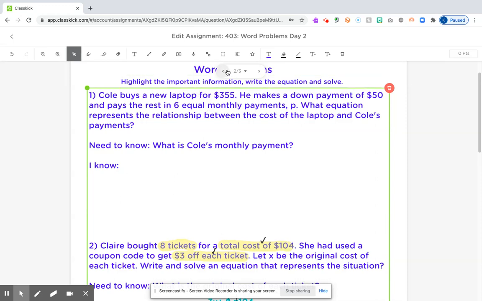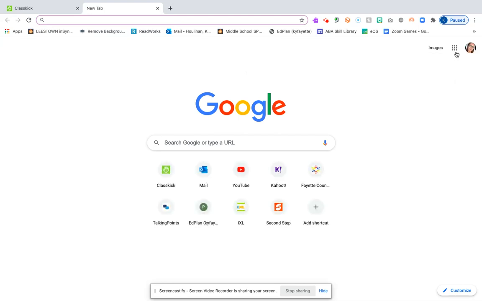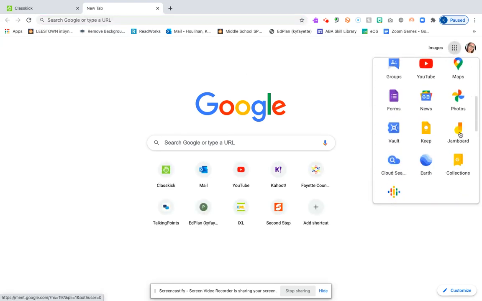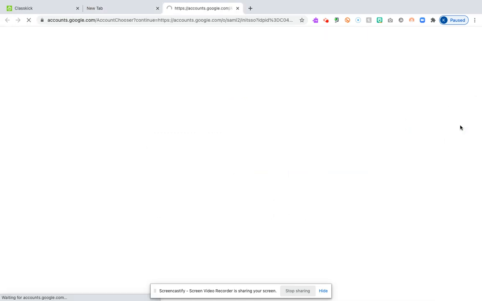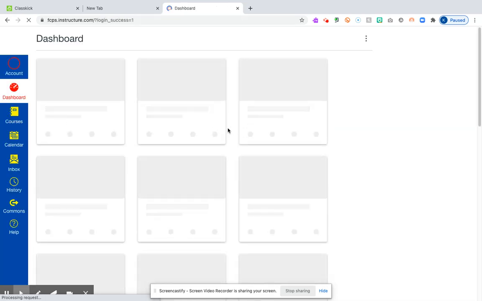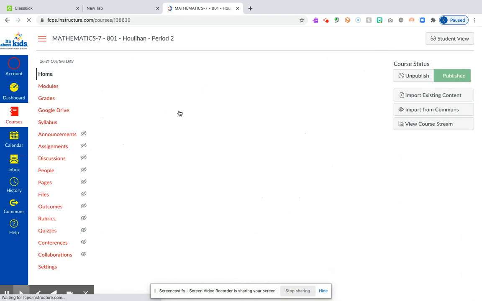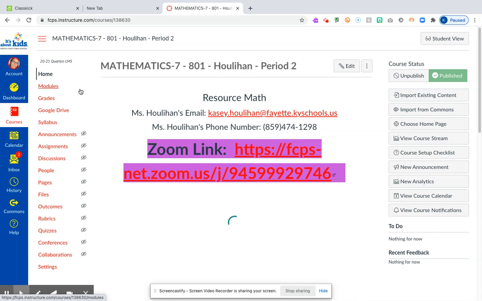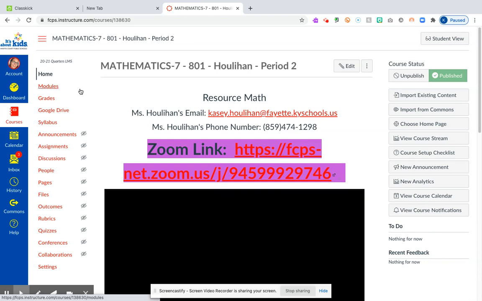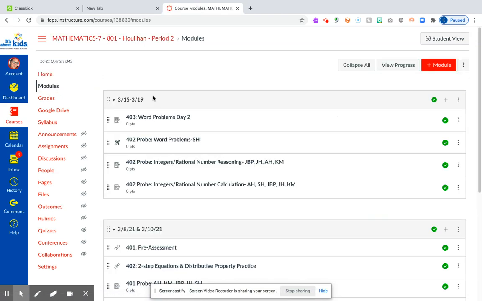And then after you get this done, go ahead and complete your probes, which is in modules. So let me just show you just in case. So this is both for strategies and resource math. You're going to find it the same way. You're going to go to your Canvas, excuse me, about to say Classkick, Canvas. I'm just going to click on my second period. You're going to go to whatever class you are. If you're 5B, 5A, or resource math, you're going to click on it. You're going to click modules. Then you'll have your probe.